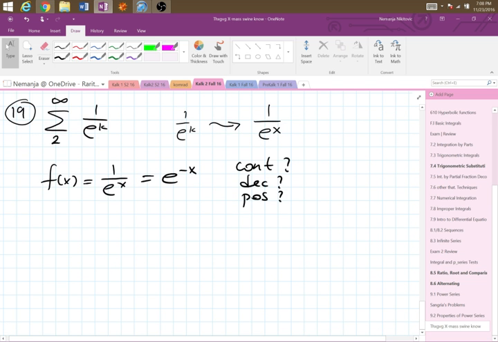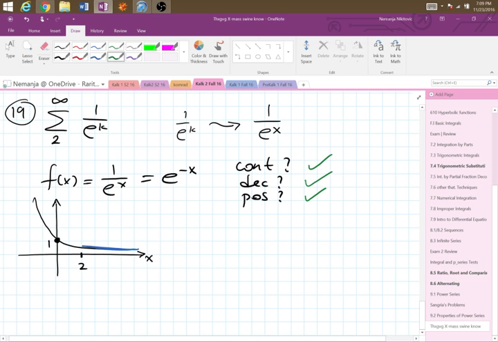Well, luckily we all know how the graph looks, so we don't have to actually do any work for this function. The graph looks like this, going through number 1. This is the standard exponential decay graph. We see that it is continuous from 2. Let's say this is 2. We are only considering this part, the blue part of the graph. It is clearly continuous, clearly decreasing, and clearly positive.